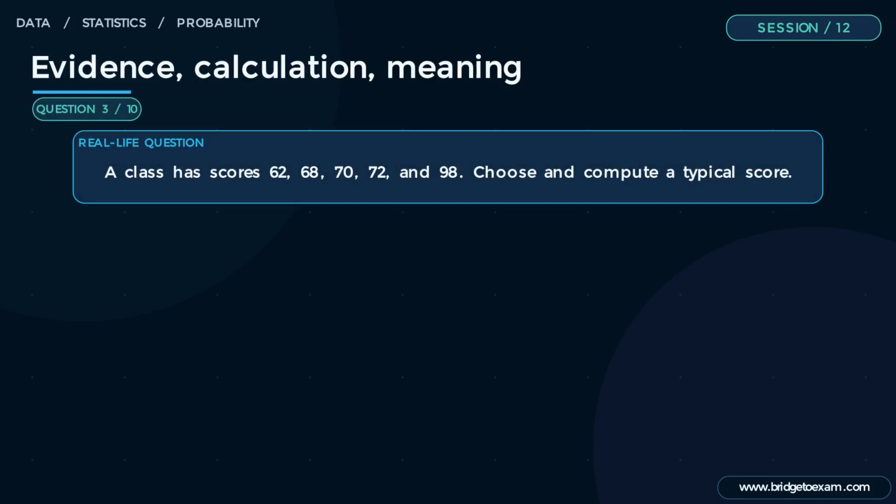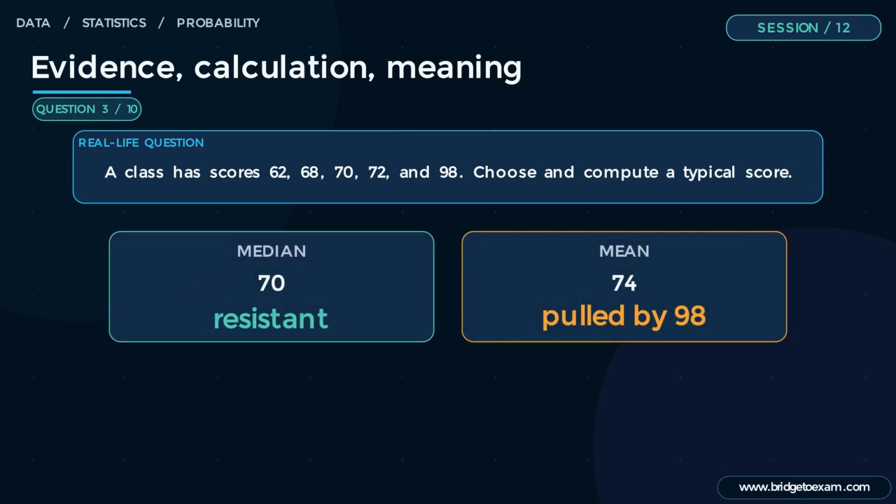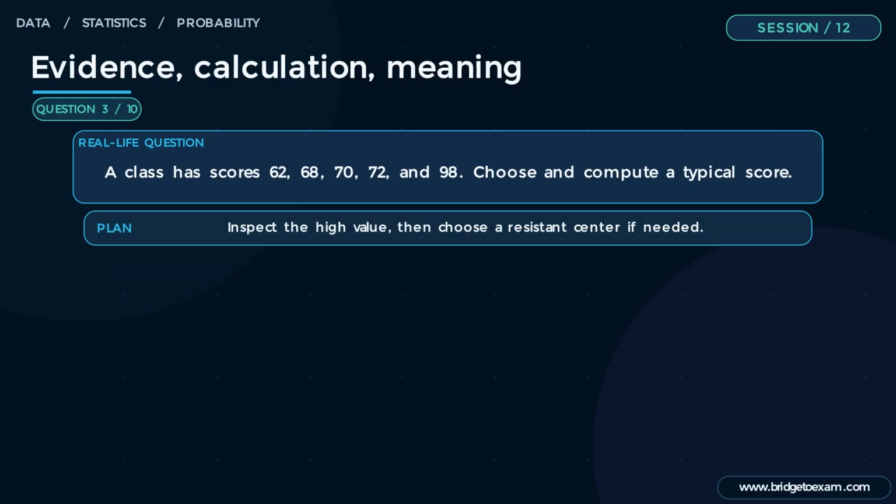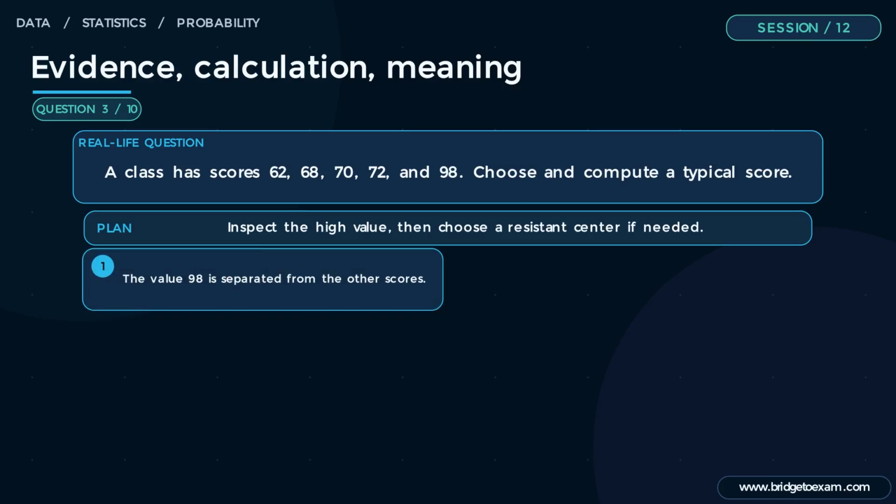Example 3. A class has scores 62, 68, 70, 72, and 98. Choose and compute a typical score. The comparison places both cases on the same scale. Plan. Inspect the high value, then choose a resistance center if needed.